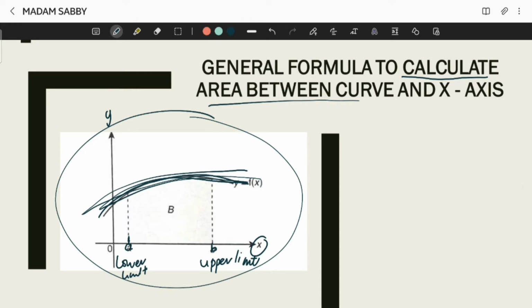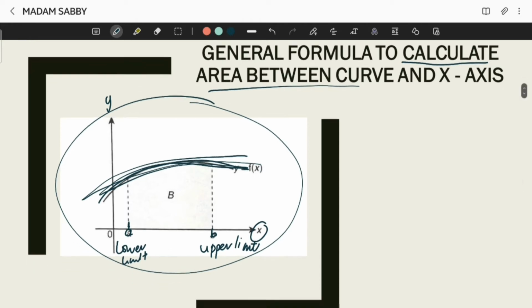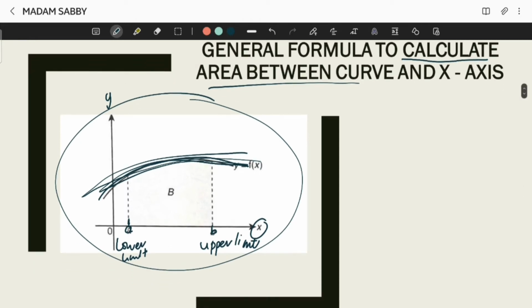So how are we going to find the area under the curve between this curve and this x-axis? Area equals the integral from the lower limit a to the upper limit b of y dx. You're going to replace this y according to the given function. So this is between the curve and the x-axis.